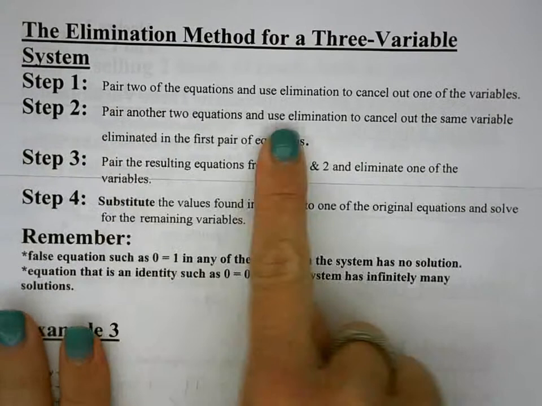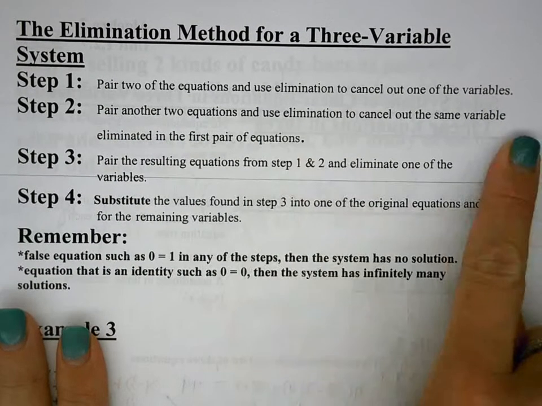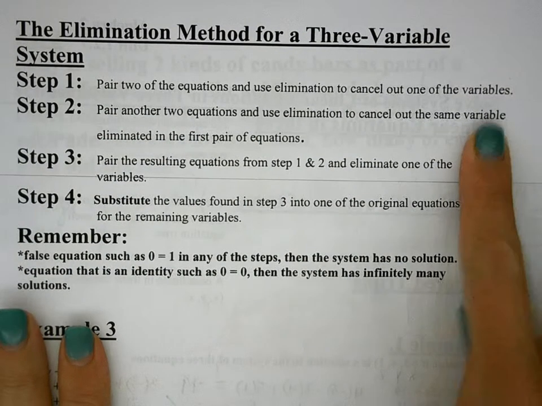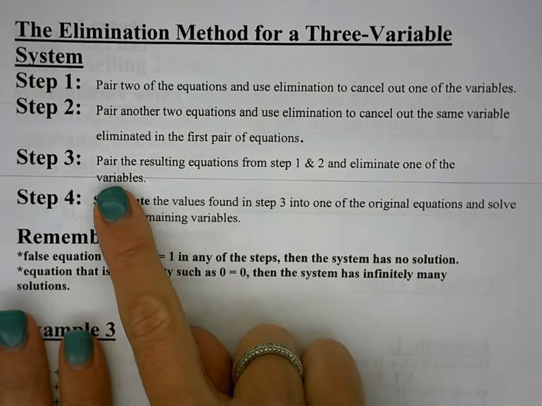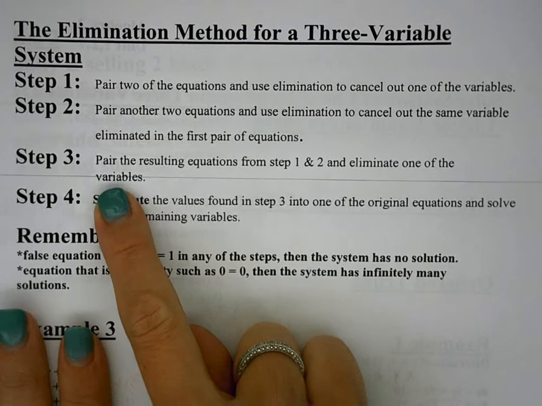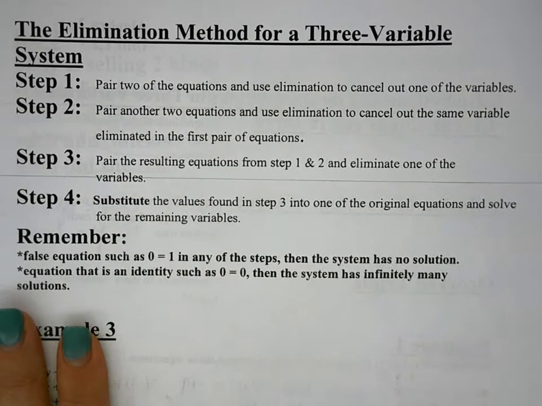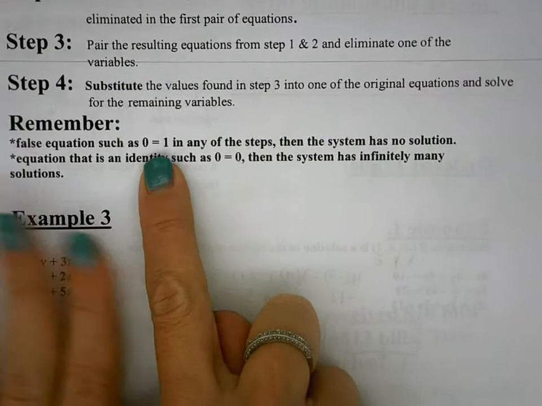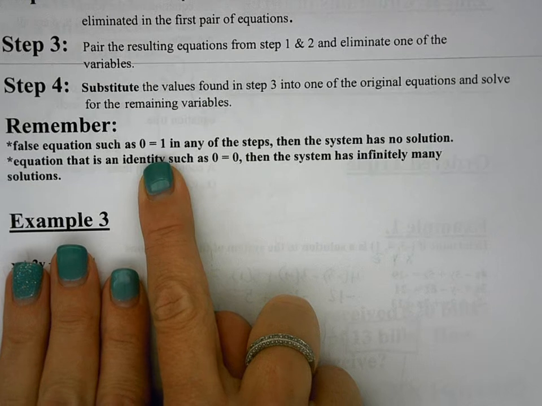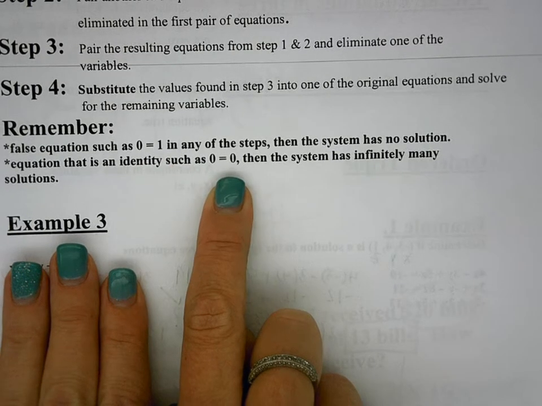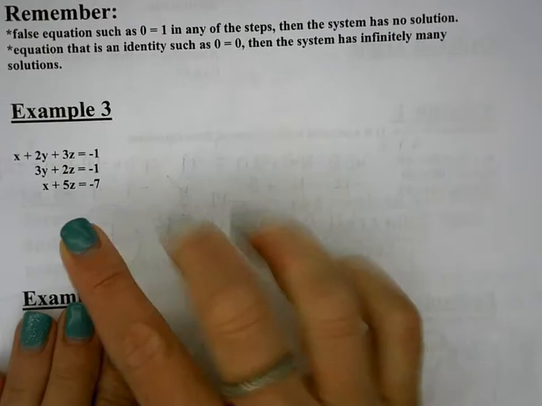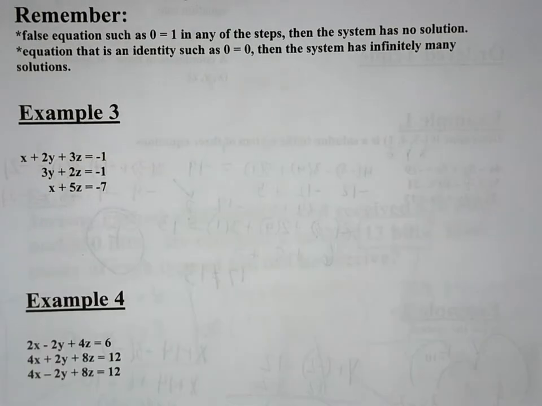Pair a different 2 equations and use elimination to cancel out the same variable, because you want 2 equations with 2 of the same variables. Okay? And then it's like going back to what we've been doing with the 2 variables and solving. Remember that if you get an answer like 0 equals 1, that is no solution, where 0 equals 0 would be infinitely many solutions or all reals. Okay? So, let's look at example 3.